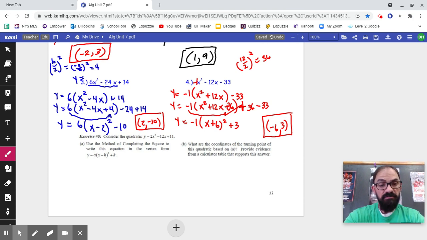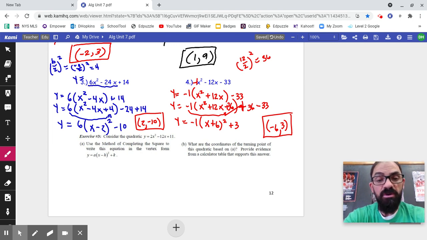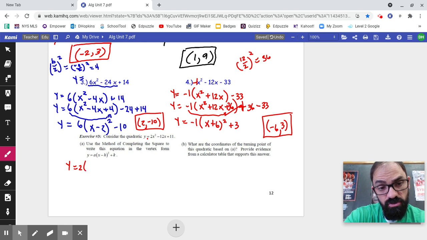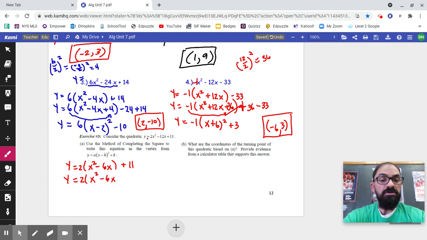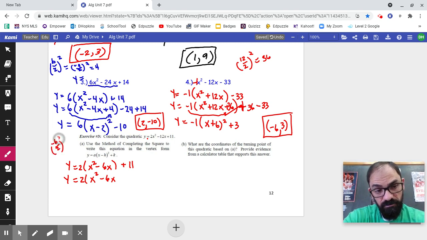Consider this quadratic. Use a method of completing the square to write the equation in that form. So that's just vertex form. So I want to take this 2 out right here. So we're going to have y equals 2 x squared minus 6x and then plus 11. So let's see here. My b is negative 6. So negative 6 divided by 2 is negative 3. Negative 3 squared is positive 9. So I want to add 9 in here.